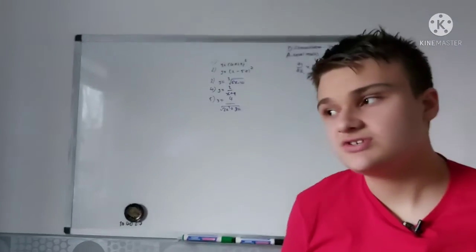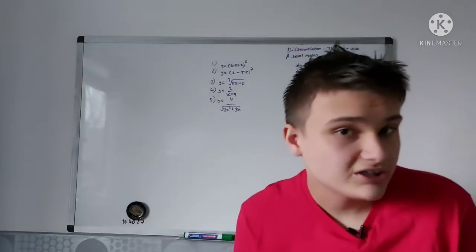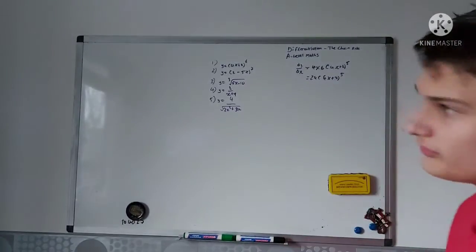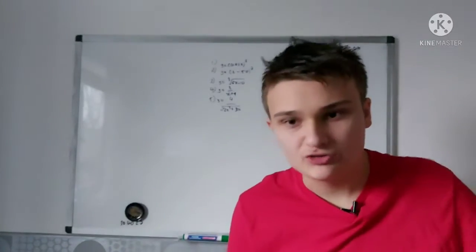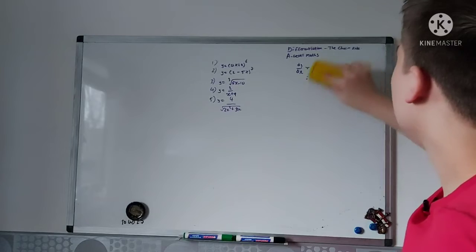And you can check these using the longer method of finding dy by du and du by dx if you would like. You don't have to. You want to ideally write them down in one fell swoop if you can. Right? So have a look at number 2.